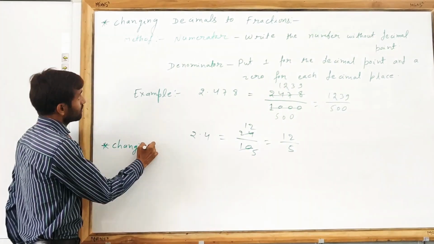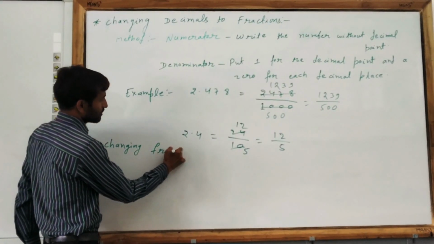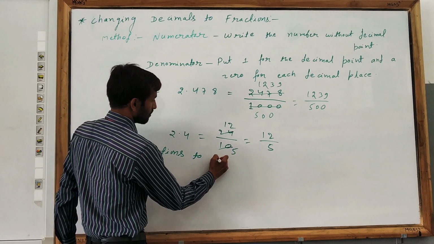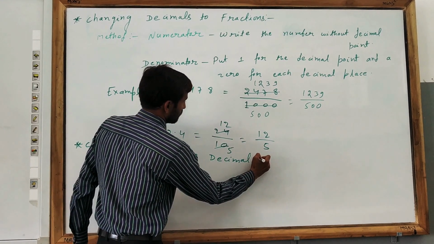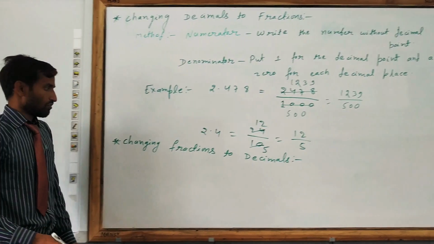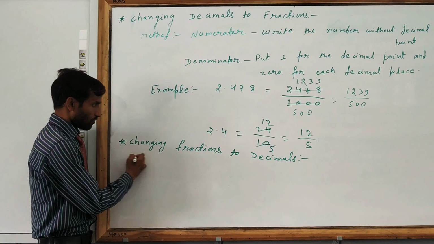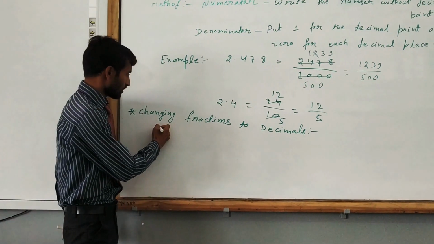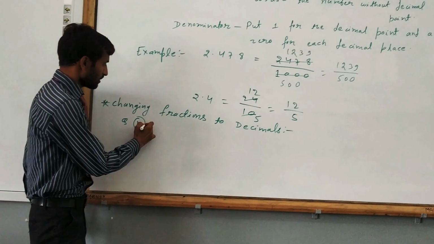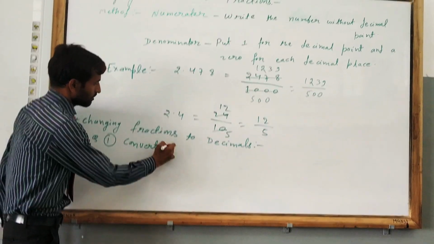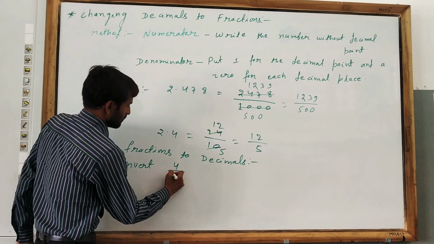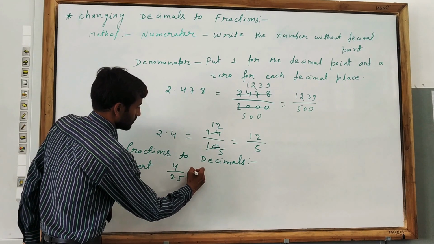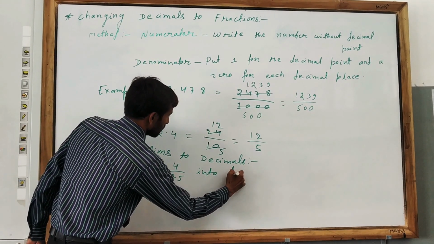The next topic is changing a fraction into a decimal number. For that, you have to follow the instructions I give, and then you can solve any question. First I am taking one example: convert 4 upon 25 into a decimal number.